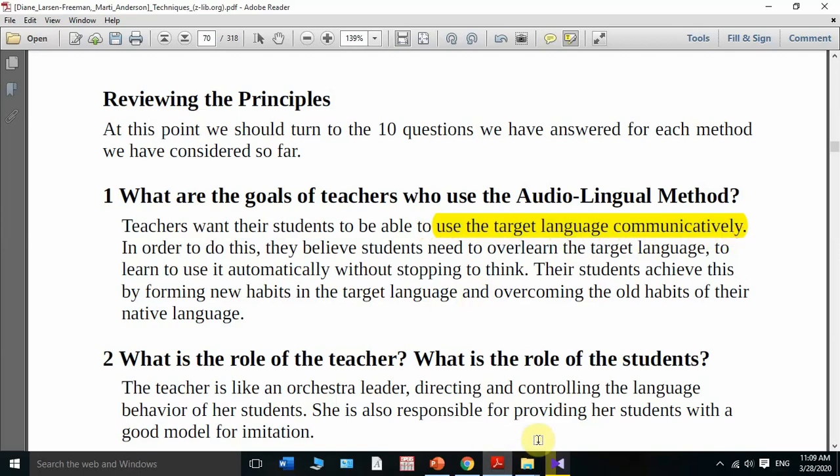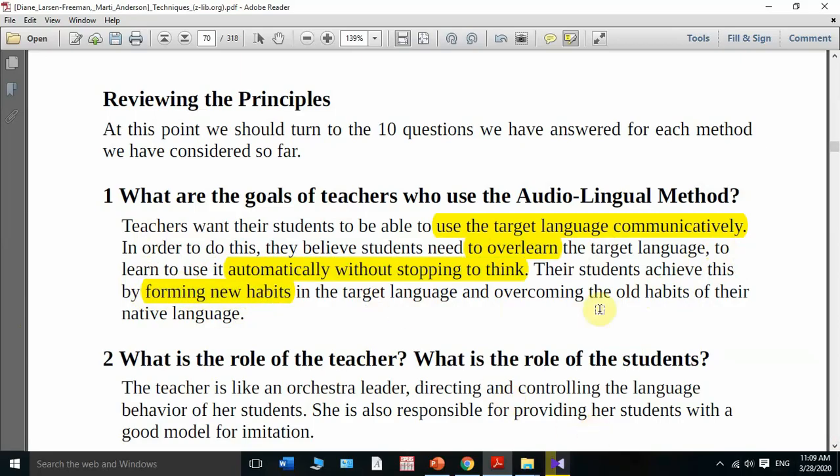Moreover, they believe that they can use the language in a communicative way through overlearning. You remember we had this overlearn thing. What we meant by overlearning was without thinking. The students are able to automatically use the language without stopping to think. Their students achieve this by forming new habits. You remember habit formation was one of the goals we had, so forming new habits in the target language.